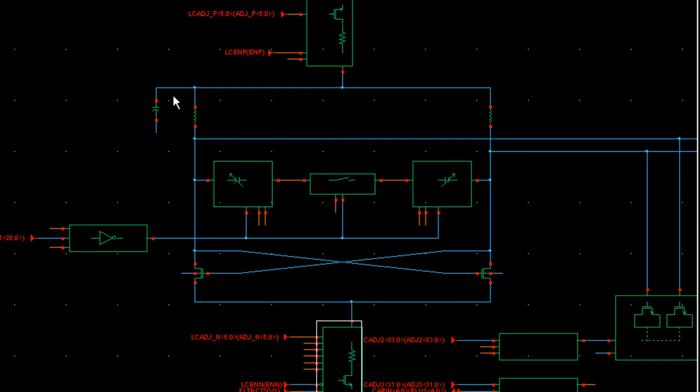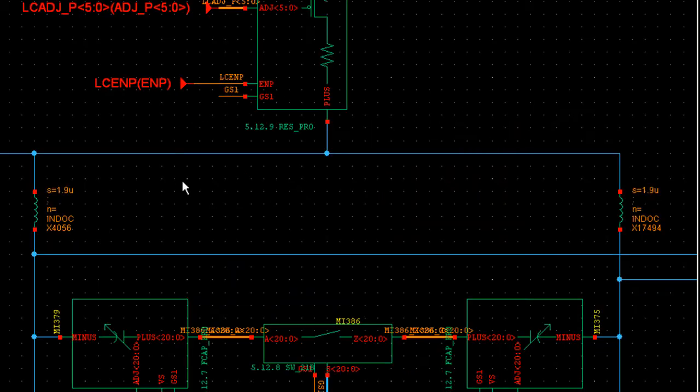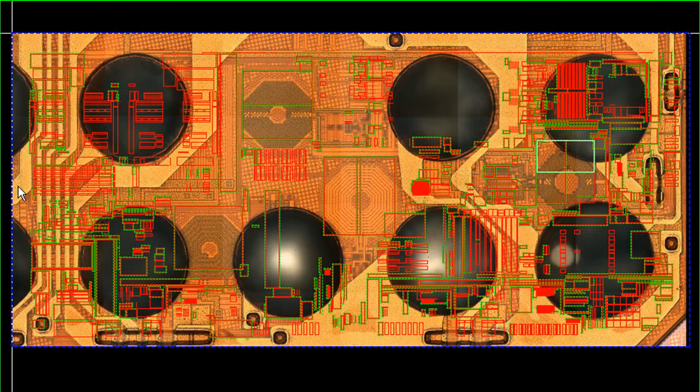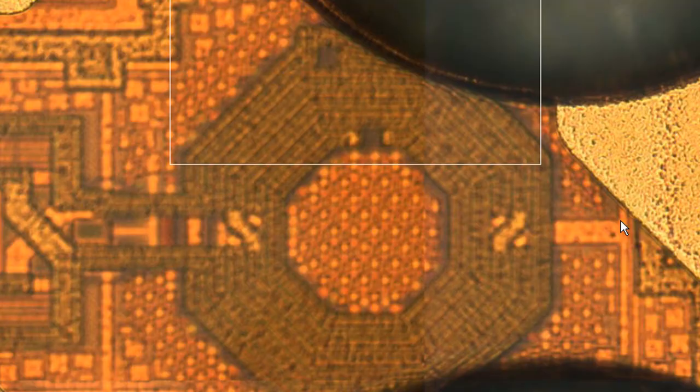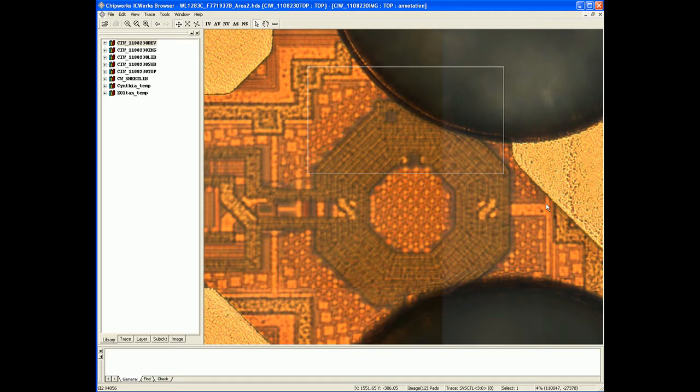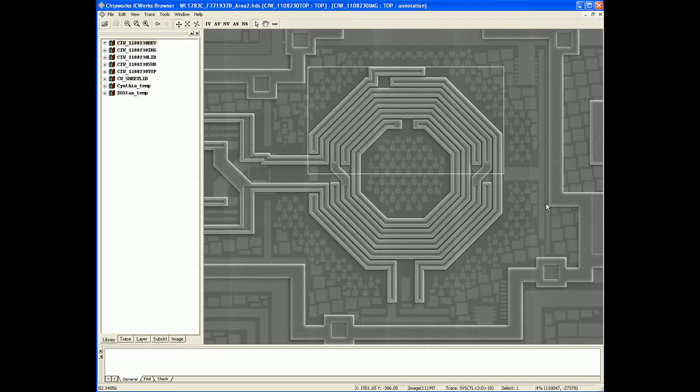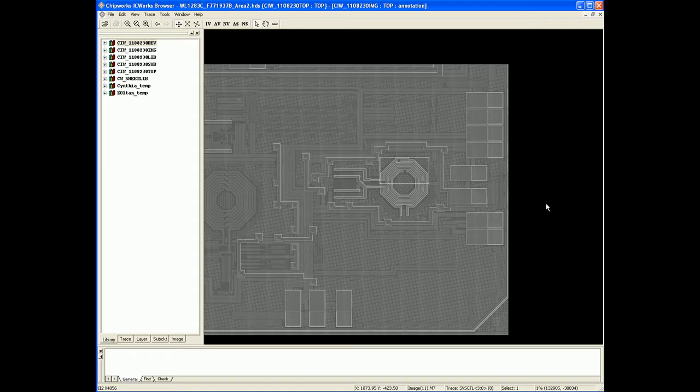Now we're going to cross probe between the schematics and the die image. What I'm about to show you is several layers of this die. So as I've said before, the inductor of the LC tank is a center tap type inductor. It is located in this part of the die.